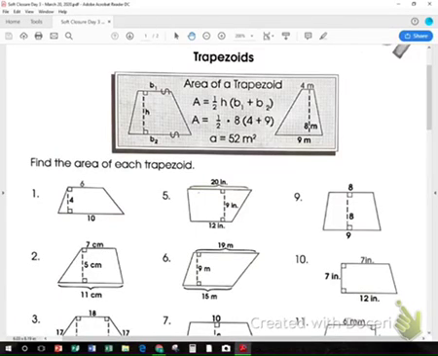Hey guys, Mr. Hamlin. I thought I'd make this video for you to just show you how to do some of these problems that we're working on today. I'll do a few of these for you to help you understand how to find the area of trapezoids.